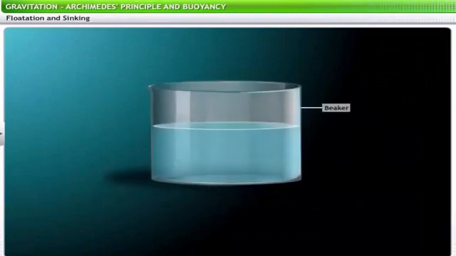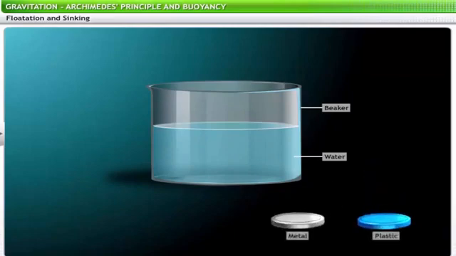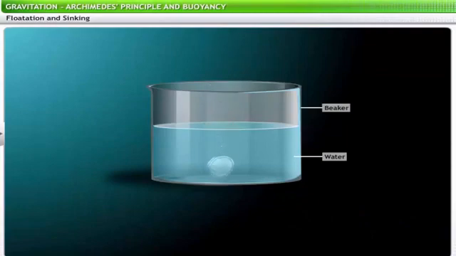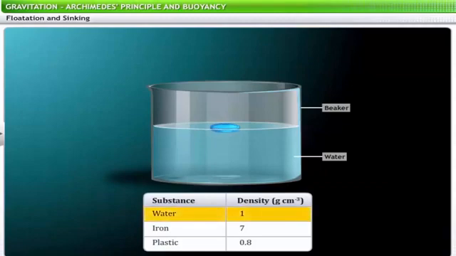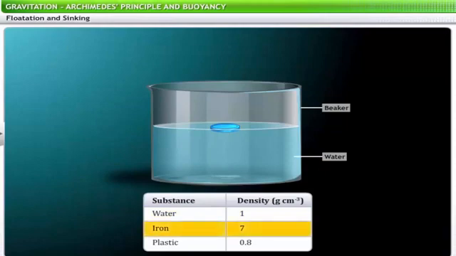First, we take a beaker filled with water. Find two identical coins, one of metal and the other of plastic. Place both the coins on the surface of the water. The density of water is 1 gram per cubic centimeter. The density of iron is 7 gram per cubic centimeter. The density of plastic is 0.8 gram per cubic centimeter. The plastic coin floats and the metal coin sinks.